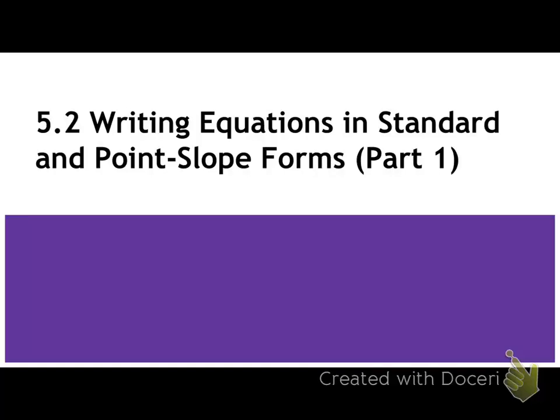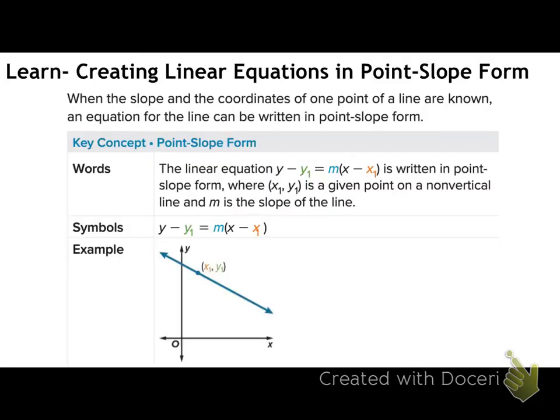Moving on to 5.2, writing equations in standard and point slope forms. Part 1, once again, we'll break this up into a couple days. So, part 1 is today. When the slope and the coordinates of one point of a line are known, an equation for the line can be written in point slope form.